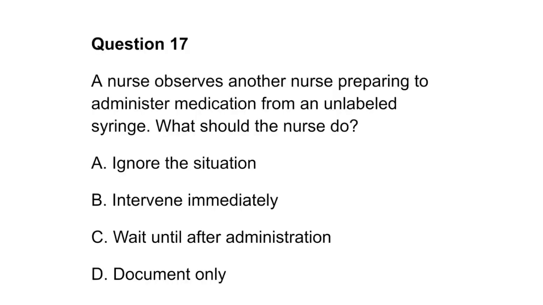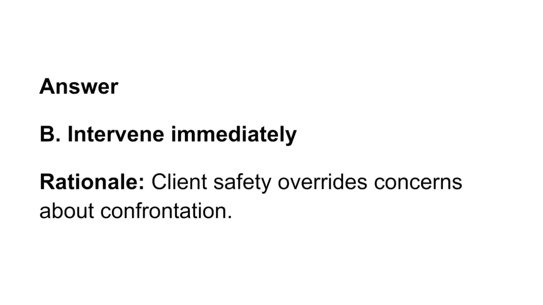Question 17. A nurse observes another nurse preparing to administer medication from an unlabeled syringe. What should the nurse do? A. Ignore the situation. B. Intervene immediately. C. Wait until after administration. D. Document only. Answer: B. Intervene immediately. Rationale: Client safety overrides concerns about confrontation.